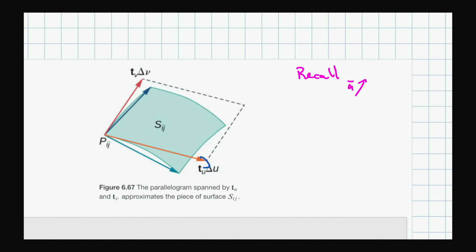If you put like an A there and a B there, then the area of the parallelogram is the magnitude of A cross B. So once they've decided that this is T_v delta V and this is T_u delta U, then you just do the cross product between these two vectors in order to get the area here.